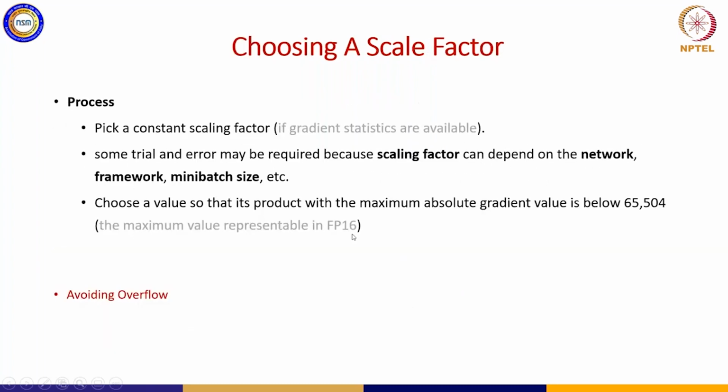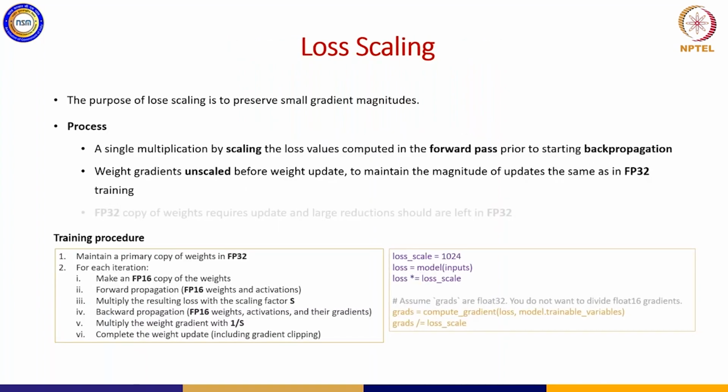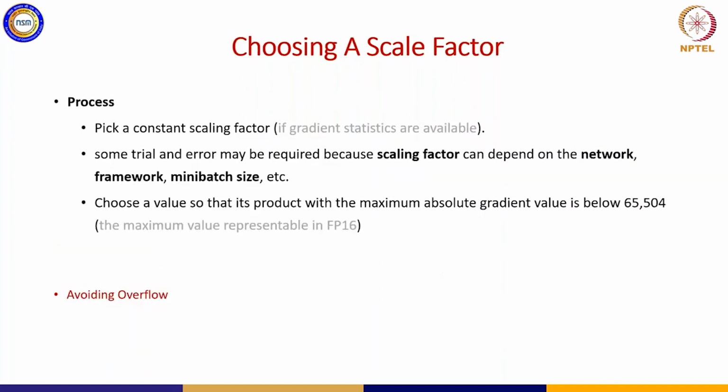So here, how do we pick a scaling factor? Like, do we just pick 1024, or we just pick 1, or we just pick 2? How do you know how to pick that? There's a process for that. The first one is you can pick a constant scaling value, and that can only be done if you have the statistics for your gradient. If you have the statistics for your gradient, that is when that is possible.